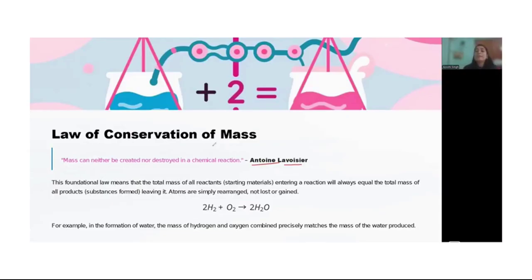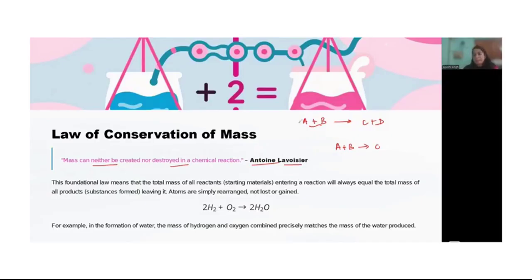Now, the law of conservation of mass: mass can neither be created nor be destroyed in a chemical reaction. What do we mean by that? For example, let's take a reaction A plus B combining to form C plus D. Maybe these two combine to form A plus B equals C, or maybe they break down into C plus D.